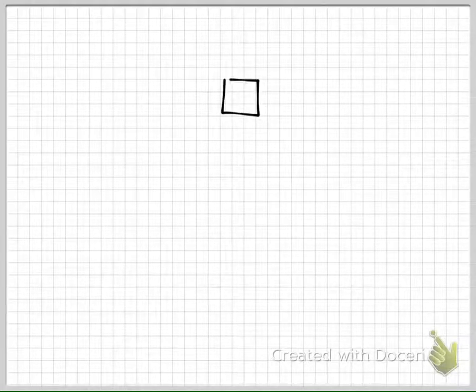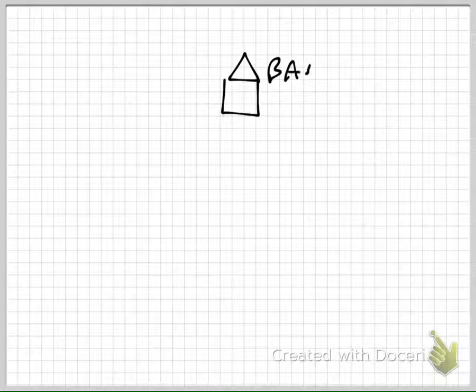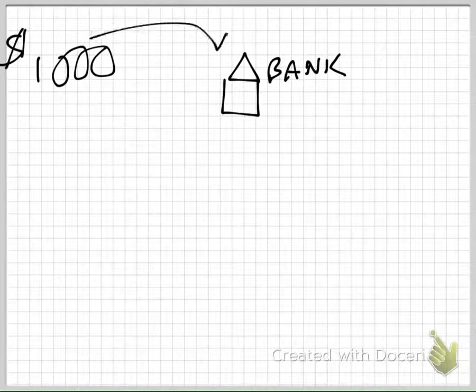Here's the bank, and you have $1,000 that you want to put in the bank. Does that make sense? If there is simple interest, this is what it means. If they're going to pay you 10% simple interest, it means that you're going to make interest on the original investment only. Okay, this is what I mean by that.